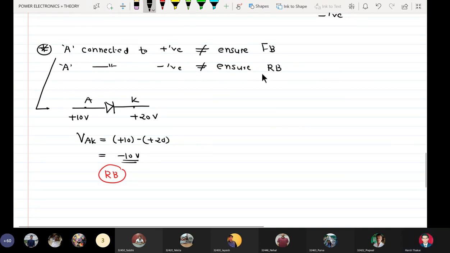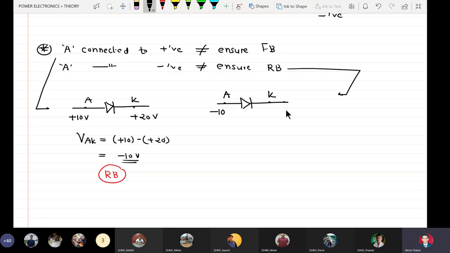Similarly, for this particular point, we can have like this: anode, cathode, minus 10, minus 20. So here VAK is equal to minus 10 minus minus 20 equal to plus 10. So the conclusion is it is forward bias. You will come to know why I am so elaborately discussing these things after some time.